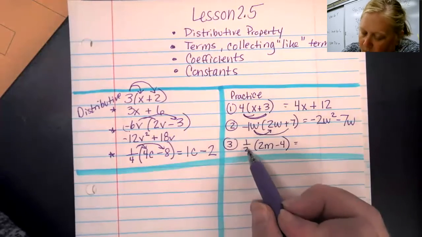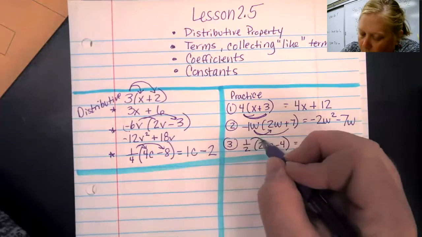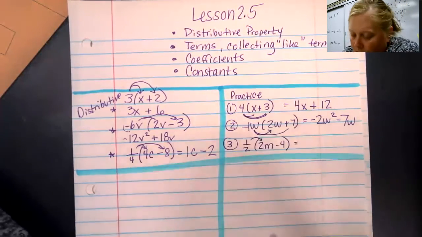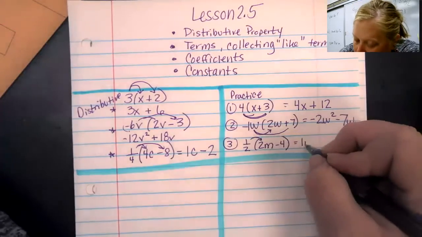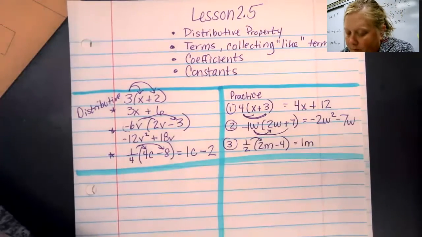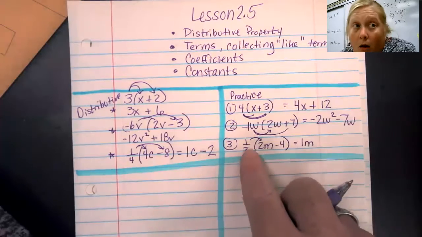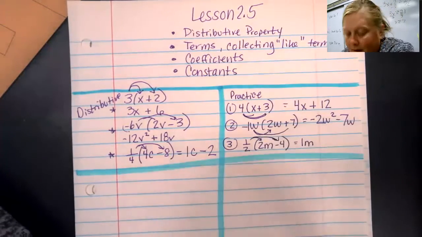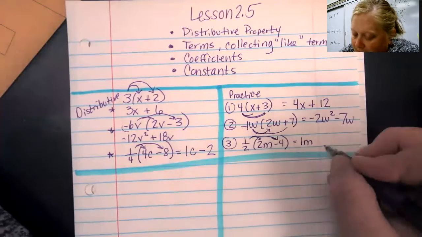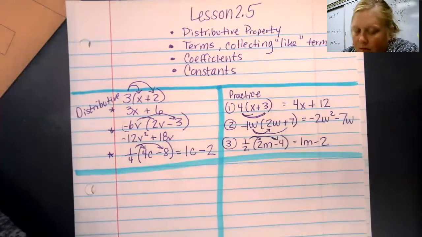What's half of 2? Well, that's 1. And don't forget the M, because it's all multiplication. 1/2 of 4. Well, that's easy. That's 2. And it's negative, -2.